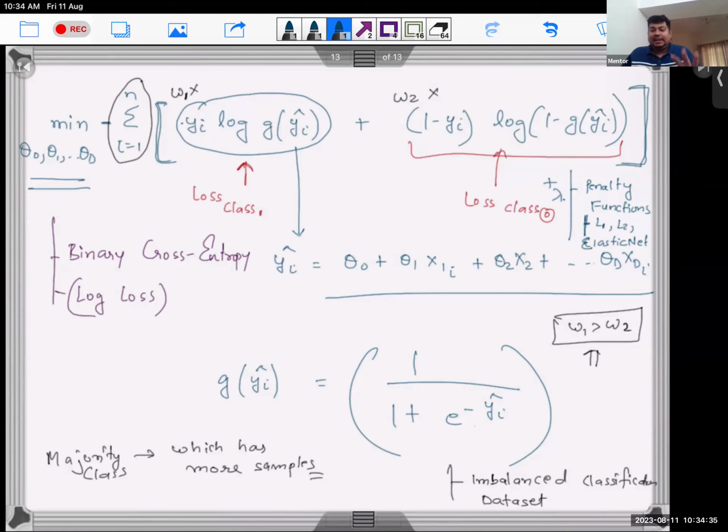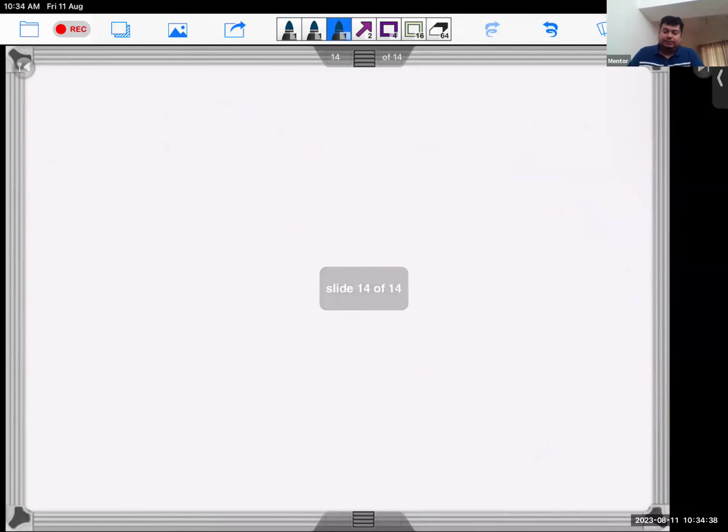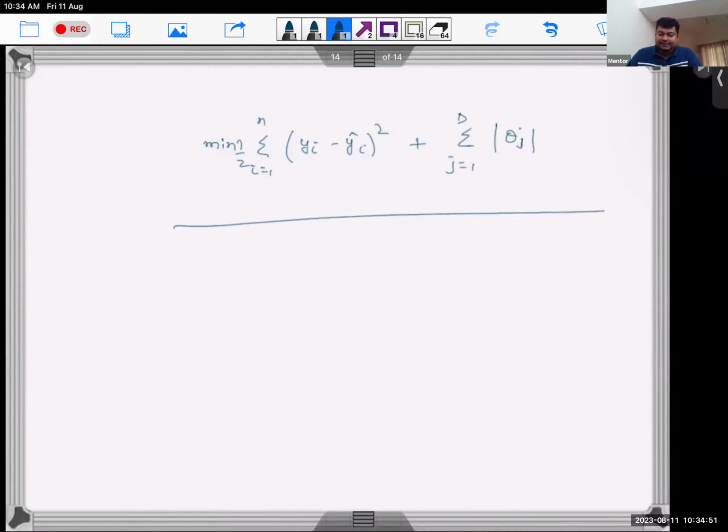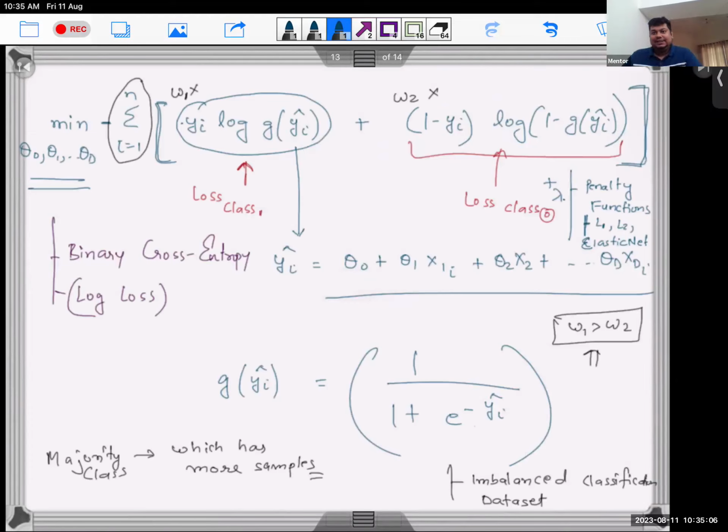See, when you are minimizing this term, sum over i equals 1 to n of (yi minus yi hat) whole square, you can put a 1 by 2 outside also, it doesn't matter. And then you add the sum of the theta j's. This is actually called lasso, and this is called the L1 penalty. You multiply this with lambda. So I'm saying you add this L1 penalty here also. You can add L1, L2, elastic net. All three can be added.